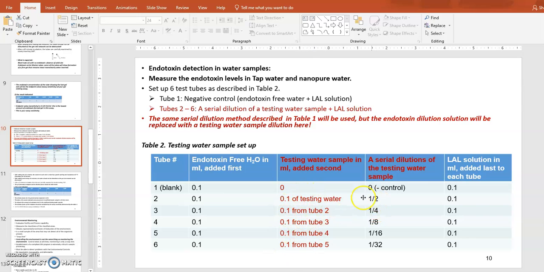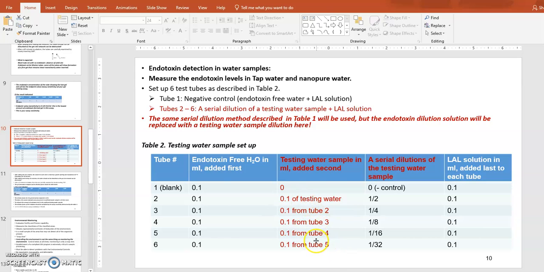So here you have maybe half the dilution of your testing water sample in this tube, and the first tube, of course, there's no testing water sample added there. Okay, but this tube had half dilution of the testing water, and this tube will have 1/4 dilution of the testing water sample. Next one will have 1/8. Next one will have 1/16, and the last one will have 1/32 dilution of your testing water sample there, right?